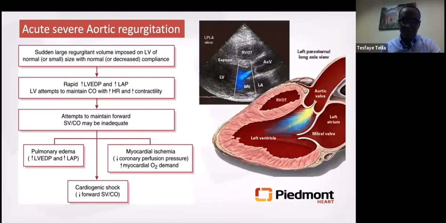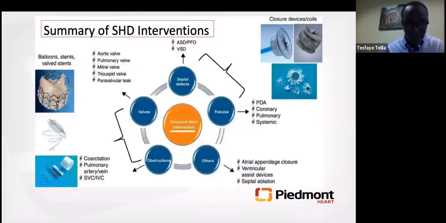So this is just to show you how bad sudden severe acute regurgitation is. This left ventricle is prepared for a certain amount of end-diastolic volume. But when you have acute severe AI, this unprepared ventricle is actually flooded with this volume, and patients are terrible. This patient ended up on the ventilator in the emergency room, although people thought it was COVID, but it wasn't.